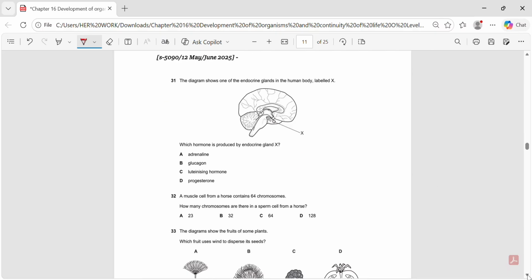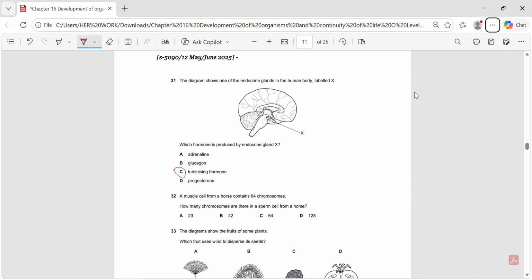Now moving to more MCQs, the first one says, the diagram shows one of the endocrine glands in the human body, labeled X. Which hormone is produced by endocrine gland X? This means that the gland shown is likely the pituitary gland, which produces luteinizing hormone, so, the correct answer is C, luteinizing hormone.